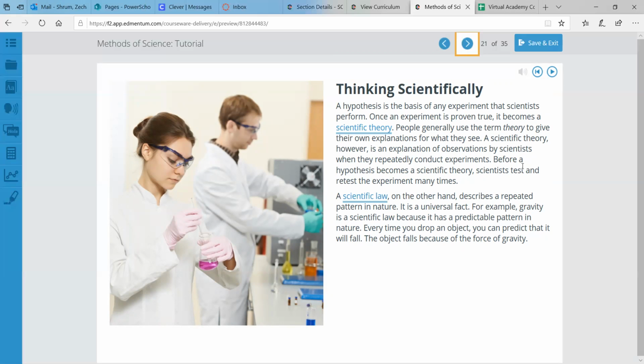Like gravity. We know gravity exists. If you drop anything on the earth, it will fall to the ground repeatedly. That keeps happening. So think about that. And as a law, that is a repeated pattern in nature. So actually, a law is gravity because it has a predictable pattern in nature. Every time you drop an object, you can predict that it will fall. So before gravity was a scientific law, it was a theory.